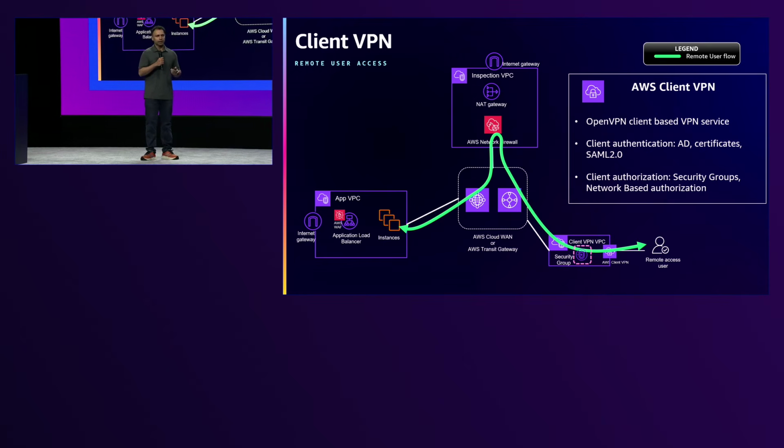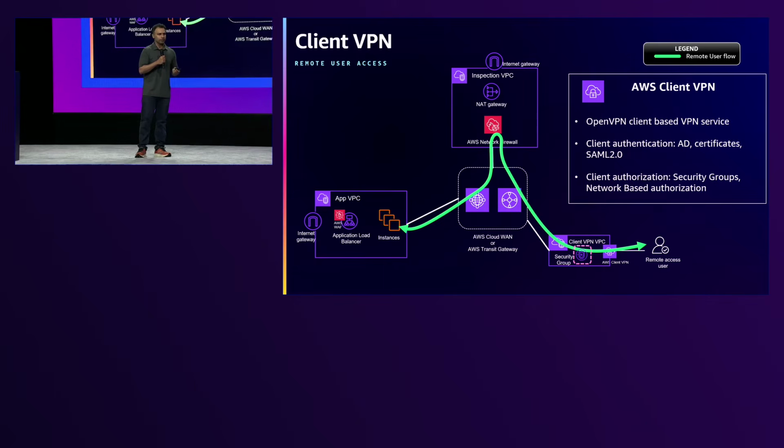Additionally, you can provide network-based authorization by using authorization rules on the Client VPN. What that basically says is, for some contextual information about a user that my SAML-based identity provider provides, give access only to specific networks.